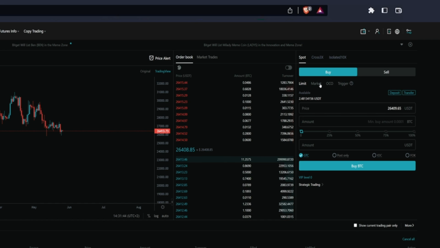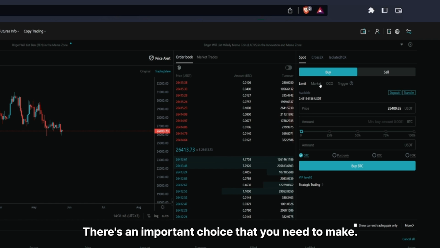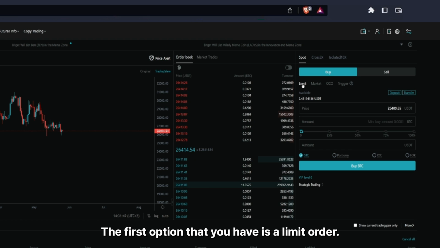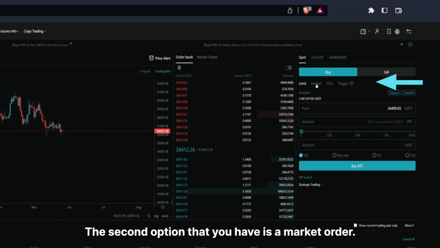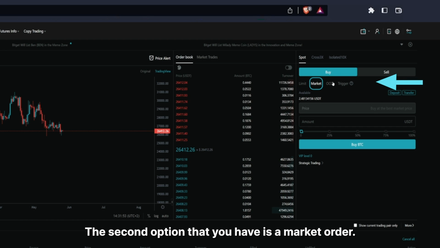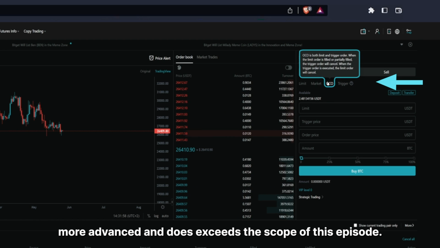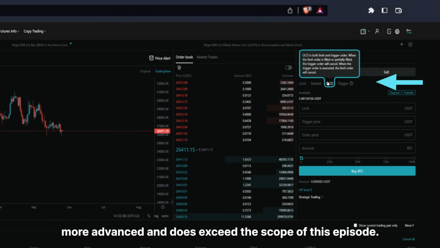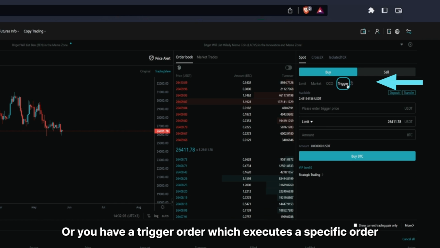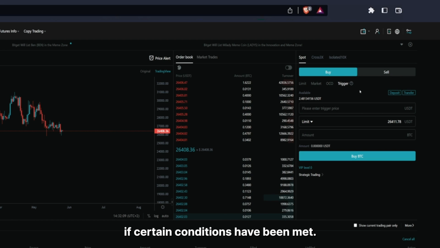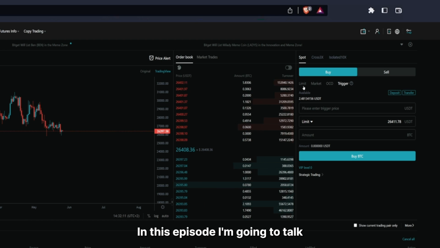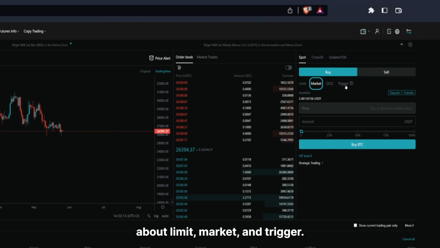I'm just going to cover the buy part, and I am going to talk mainly about the different order types. There's an important choice that you need to make. The first option that you have is a limit order. The second option that you have is a market order. The third one is a one cancels the other, which is a little bit more advanced and exceeds the scope of this episode. Or you have a trigger order, which executes a specific order if certain conditions have been met. In this episode, I'm going to talk about limit, market, and trigger.